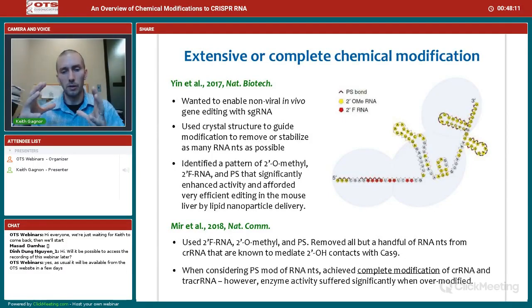Combining these two completely modified versions, though, you saw a significant decrease in overall activity of the enzyme efficiency. But nonetheless, this and the Mir-Adol paper were a tour de force example of how you can go through and systematically reduce the RNA bases.